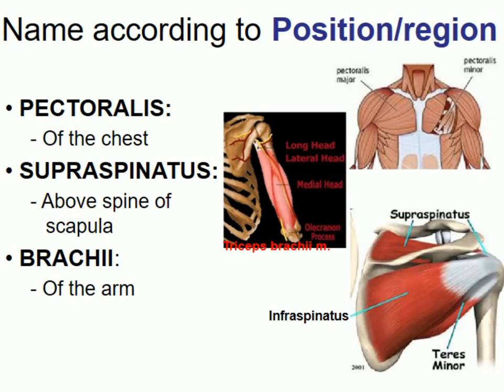So even in pectoralis muscle also we have the pectoralis major and minor. Major and minor is because of size, but in terms of region it is the pectoralis. And then you have brachii, muscle za mkono.